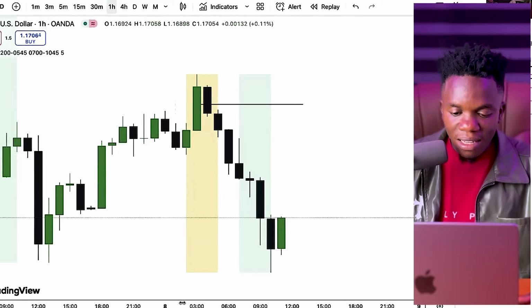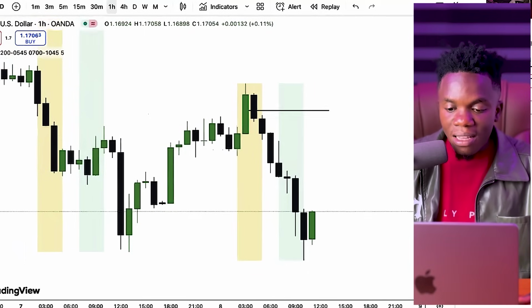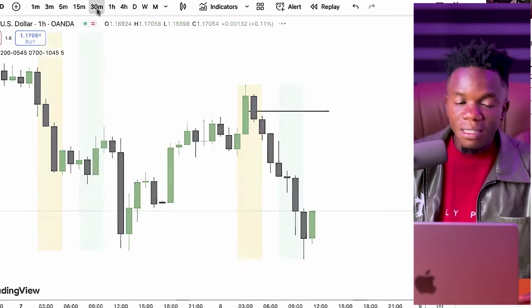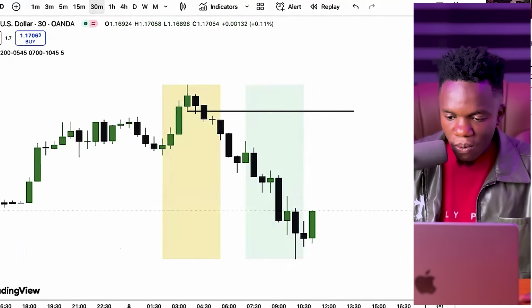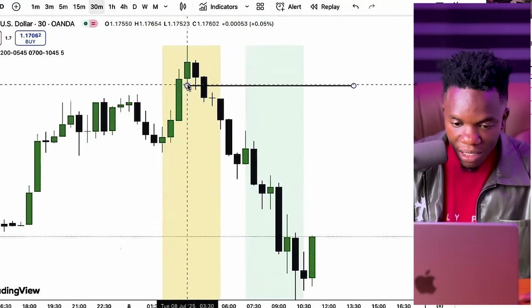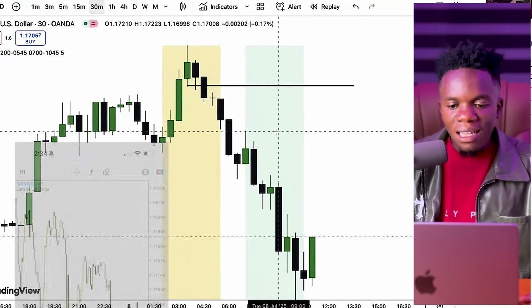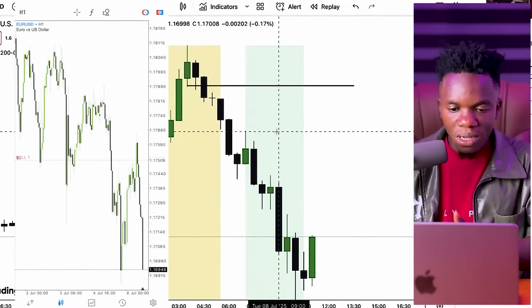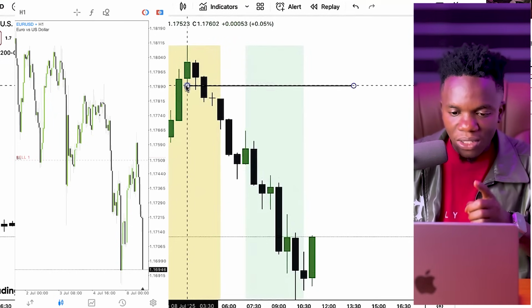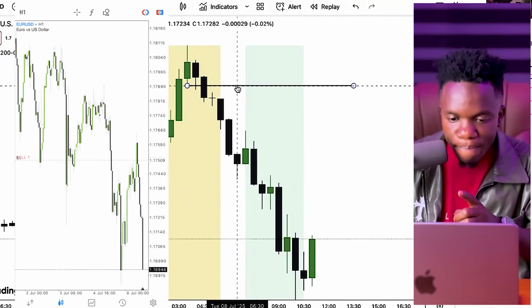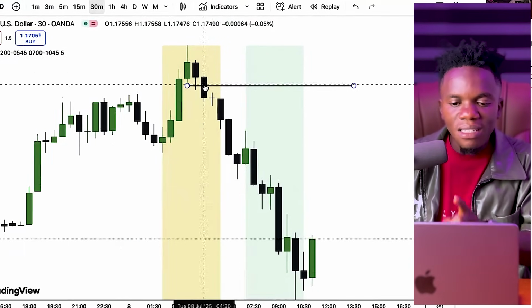Now, right here, I'm on the 1 hour time frame, right? Let me go to the 30 minutes time frame. There's something I want to show you guys. You see where I drew out this line from here to the right hand side. And if you take a look at the trade I took today, this is exactly where I took that trade, this spot right here. Now, why did I take this trade on this spot?